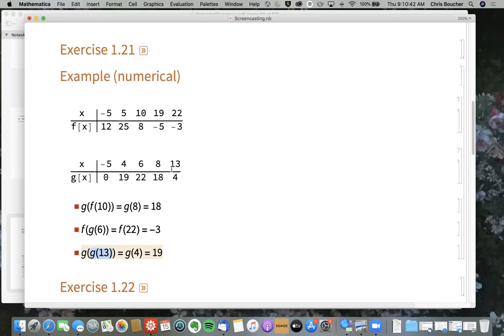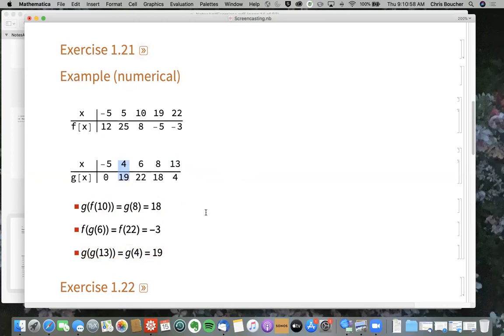What's g of 13? I find the input 13 in g's input-output table, and the output is 4. And that's where this 4 comes from, right? I replace the g of 13 by 4. And then I compute g of 4. And again, I'm using g's input-output table, right?